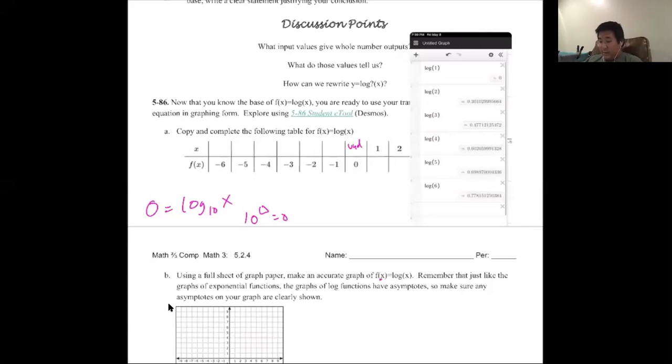When is log of x equal to negative? Plug in negative 1 here, and you get 0.1. Plug in negative 2 here, you get 0.01, 0.001, 0.0001, 0.00001.